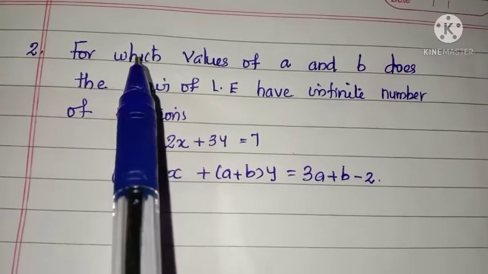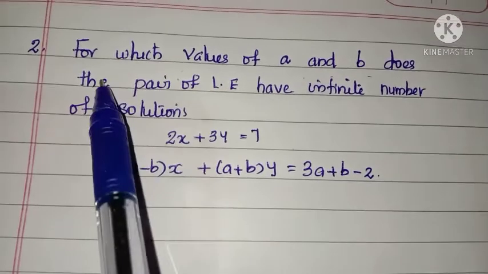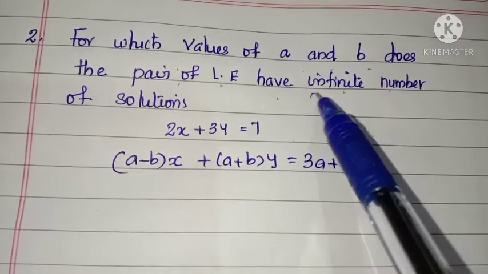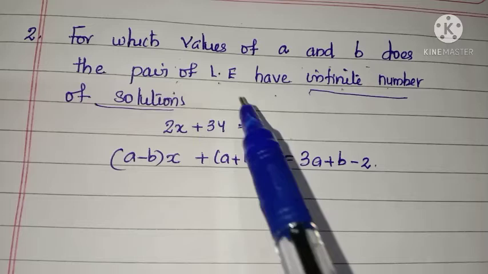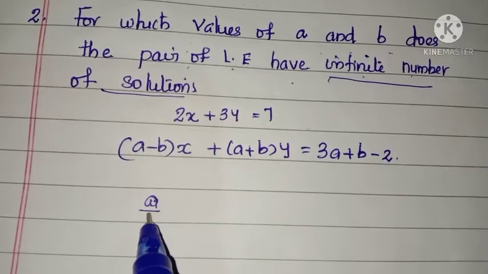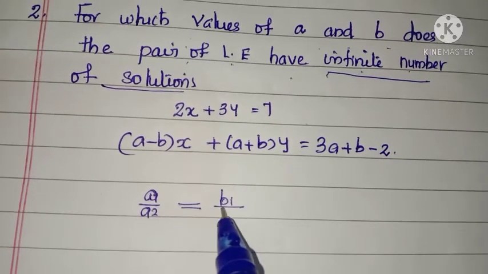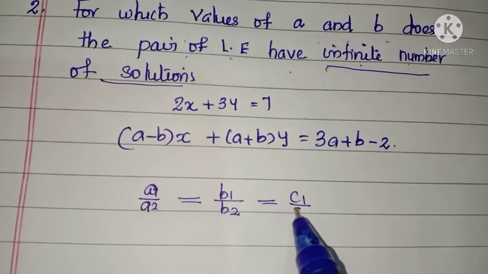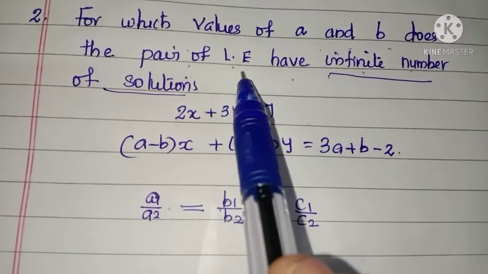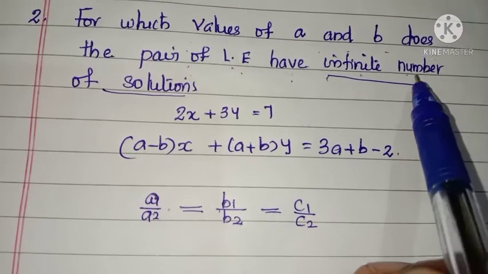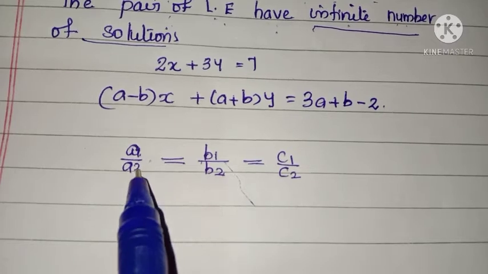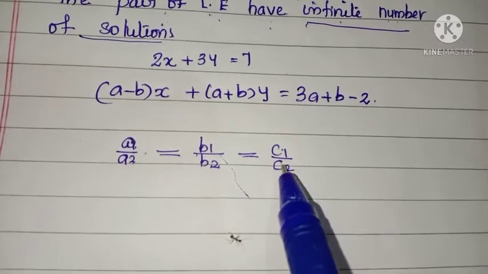See question number 2. For which values of a and b does the pair of linear equations have an infinite number of solutions? Okay, infinite number of solutions. Listen, a pair of linear equations has infinitely many solutions when a1 by a2 equal to b1 by b2 equal to c1 by c2. If all the three ratios are equal, then the given pair of linear equations has infinitely many solutions. So first you have to write the ratio and replace a1, a2, b1, b2, c1 and c2.